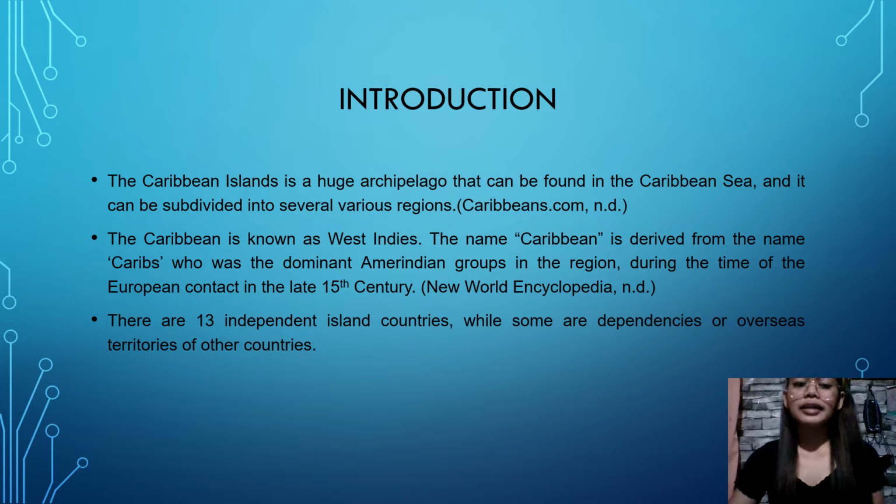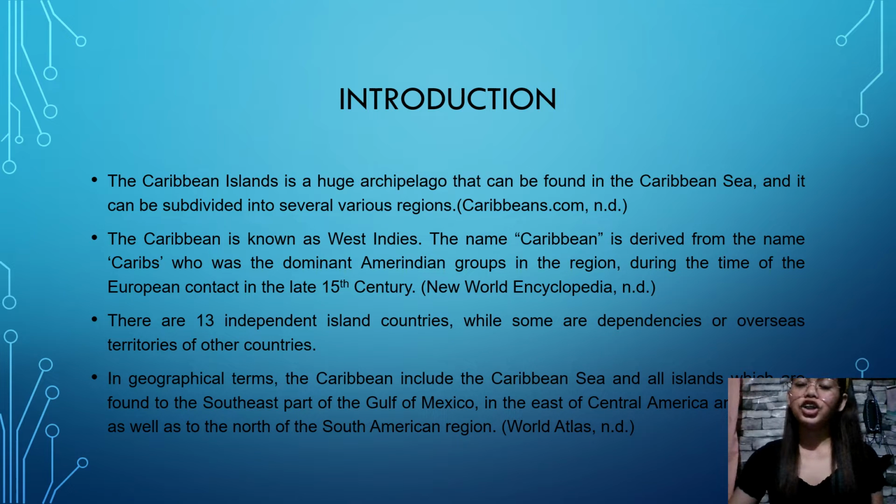The Caribbean Islands is composed of 13 independent island countries, while some are dependencies or overseas territories of other countries. And in geographical terms, the Caribbean include the Caribbean Sea and all islands which are found to the southeast part of the Gulf of Mexico and in the east of Central America, as well as to the north of the South American region, according to World Atlas ND.